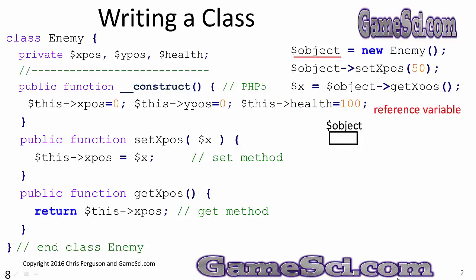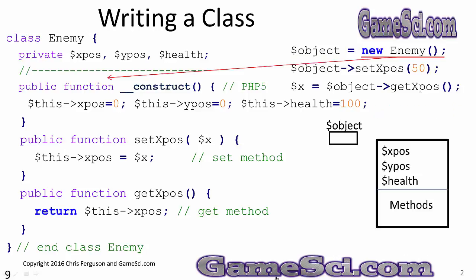Breaking down this code into little pieces. What is $object? $object in this case is what we call a reference variable. It's going to allow us to access the object that we created. Let's create that in computer memory first and go out and build the object.